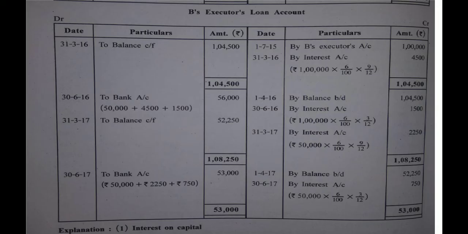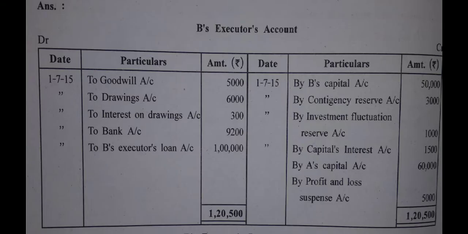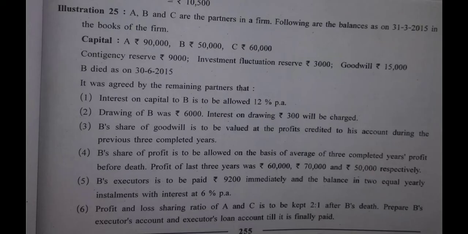Let us start preparing B's executor's loan account, the second thing that they have asked us to prepare in this sum. Fine. You need to prepare the specimen for a loan account first of all. Ledger account you already know how to prepare. Debit side and credit side. What is the amount of loan? It is 1 lakh. And what does your adjustment say? Adjustment number 5.